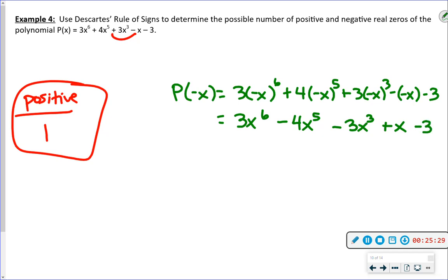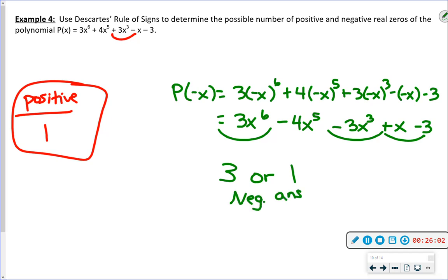So now that I've done all of that, go through and count your sign changes. What do you got? Three. Here's 1, 2, 3. So that means there's 3 or, because you have to subtract 2 down if you can, 1. Clearly here, I'm not going to subtract 2 off. It goes into a negative, which is just weird. Negative answers.